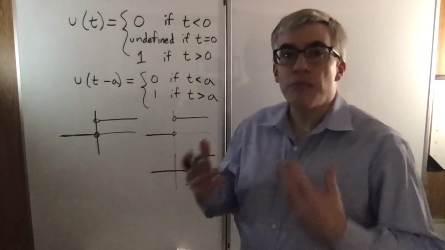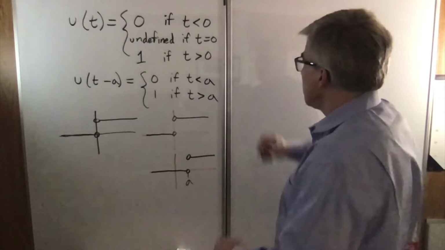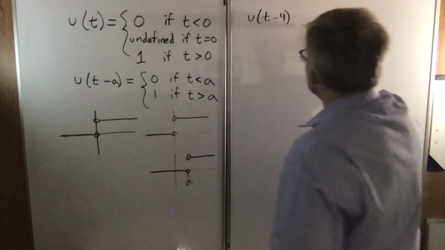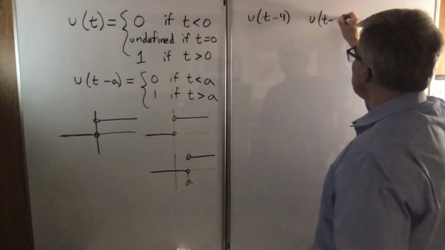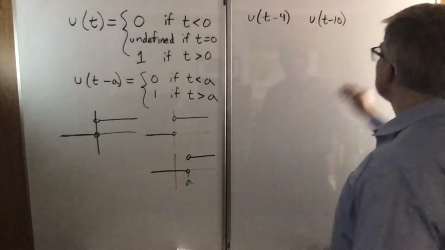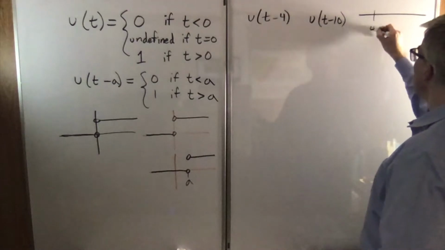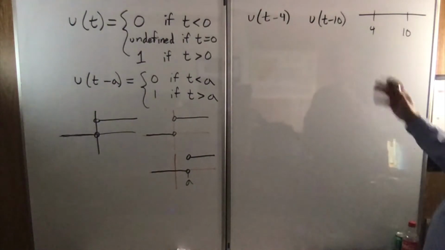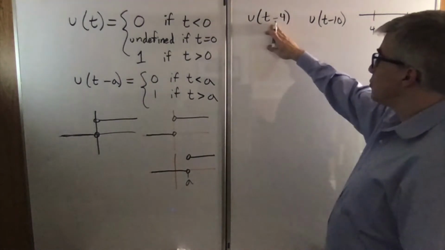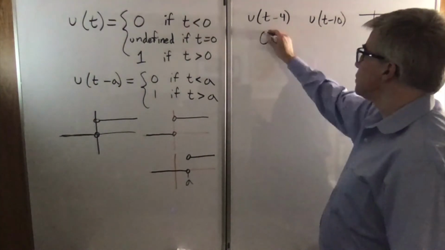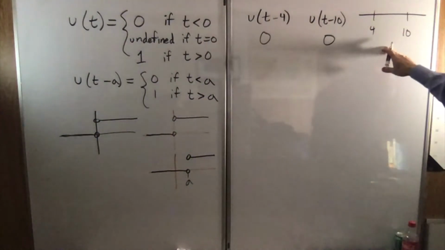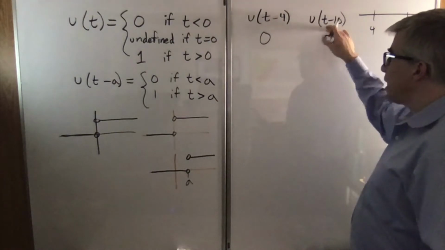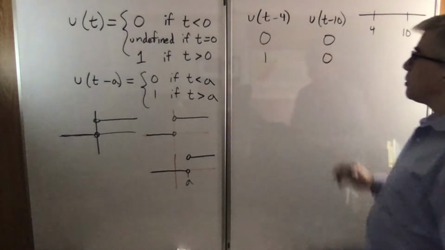What happens if we combine more than one of these? If you had u of, say, t minus 4 and u of t minus 10, there are three possibilities on the number line. Something's going to happen below 4 and above 10 and in between. If we're less than 4, then this is u of a negative and this is u of a negative, so they're both 0. If we're more than 4 but less than 10, like say 7, then this would be u of 3, this would be u of negative 3. This would be a 1 and this would be a 0.